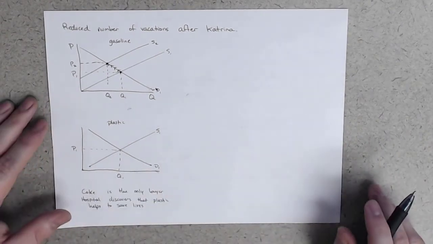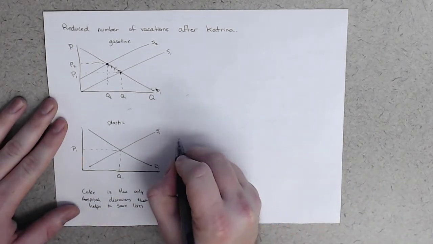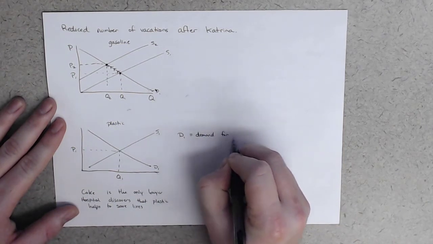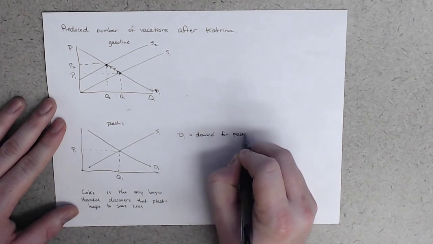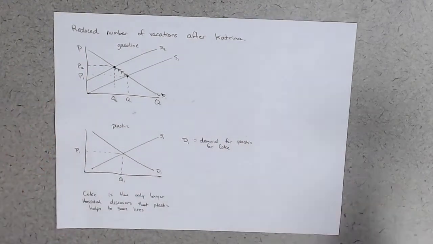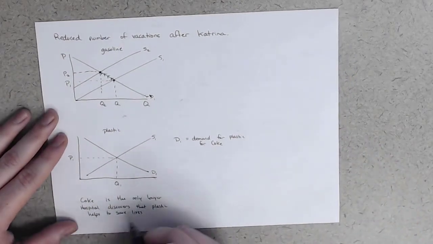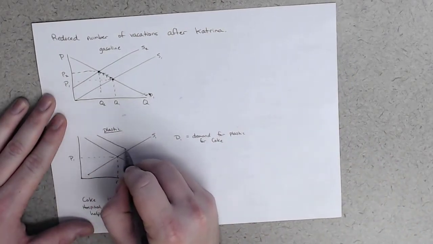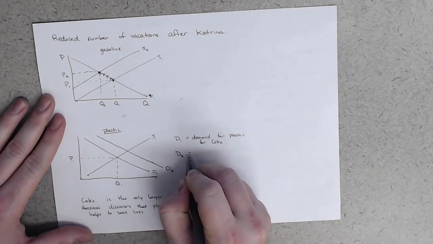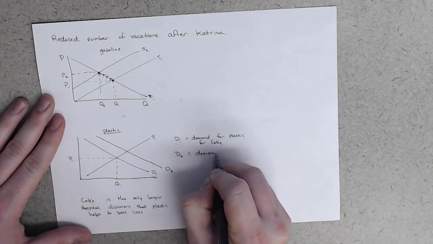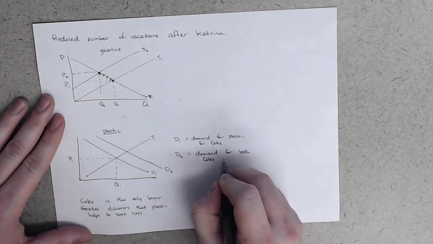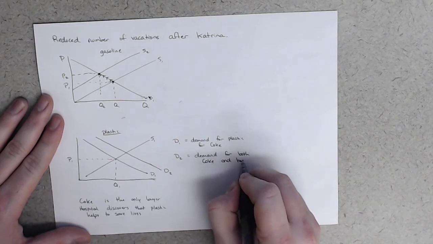And then the hospitals discover that plastic helps to save lives. And so we can say that D1 is the demand for plastic for Coke. S1 is just the supply curve for plastic. And so now we have another buyer, which is going to increase the demand. Okay. And so D2 is the demand for both Coke and the hospital.